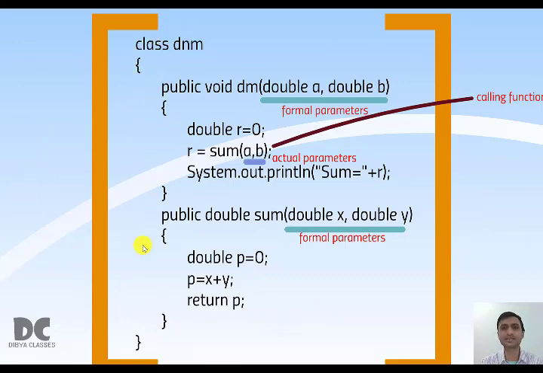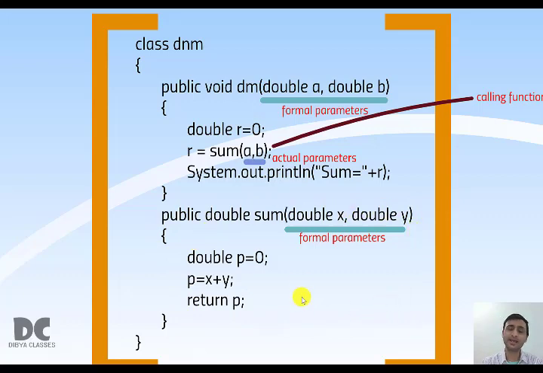Taking this example of the class, there are two function prototypes: public void dm double a double b and public void sum double x double y. And we studied about function signature. So dm double a double b is an example of a function signature. Sum double x double y is another example of a function signature. This whole function public void dm is called the function definition. Similarly, the whole function public double sum is the function definition again.